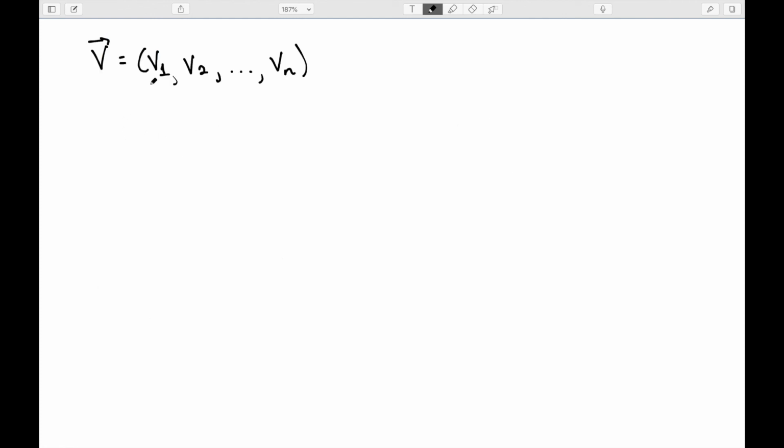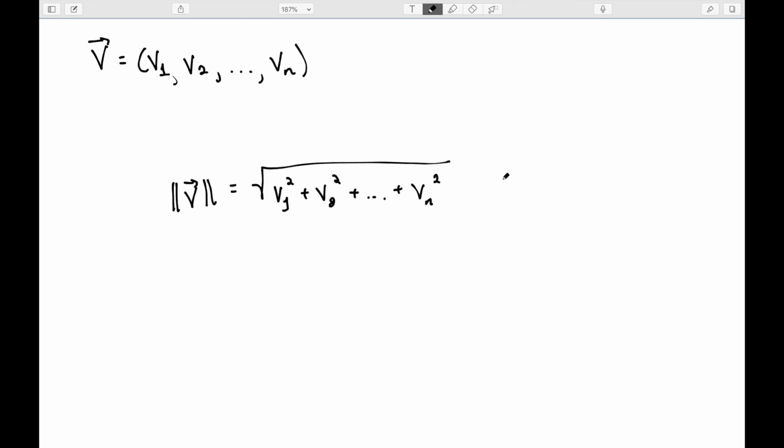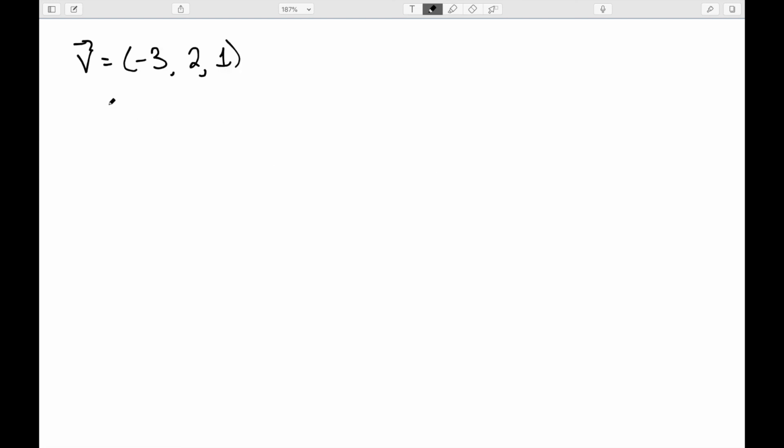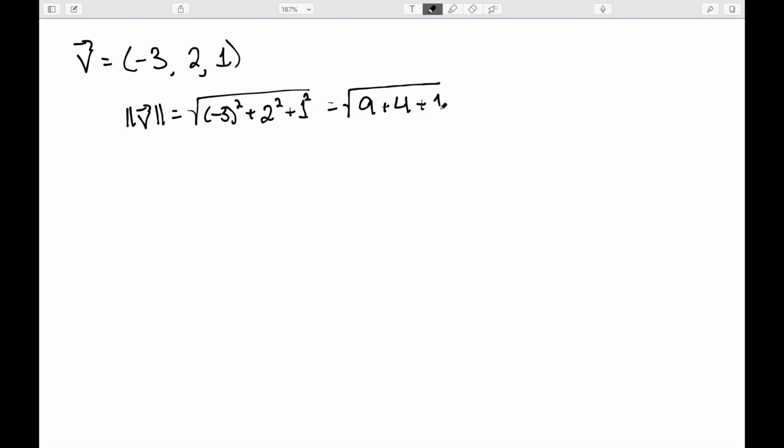So let's suppose I have a vector given by v1, v2, v3, etc. up to vn. Then the norm of v, the length of v, or the magnitude of v, is given by the square root of v1 squared plus v2 squared plus v3 squared, etc., all the way up to vn squared. So let's look at an example. Let's suppose I have the vector negative 3, 2, 1. To find the norm, I need to do the square root of negative 3 squared plus 2 squared plus 1 squared, or the square root of 9 plus 4 plus 1. So the length of this vector is the square root of 14.